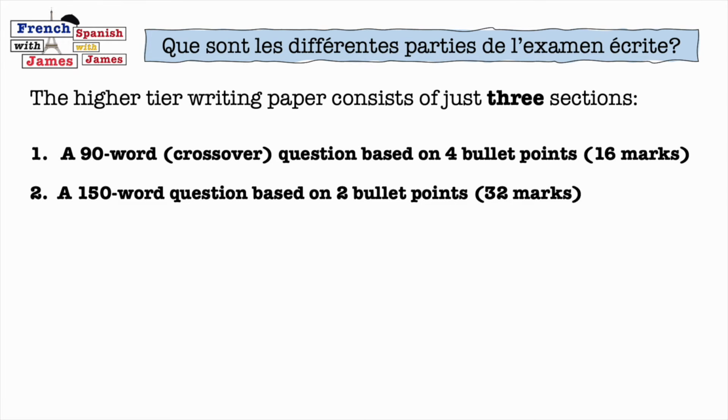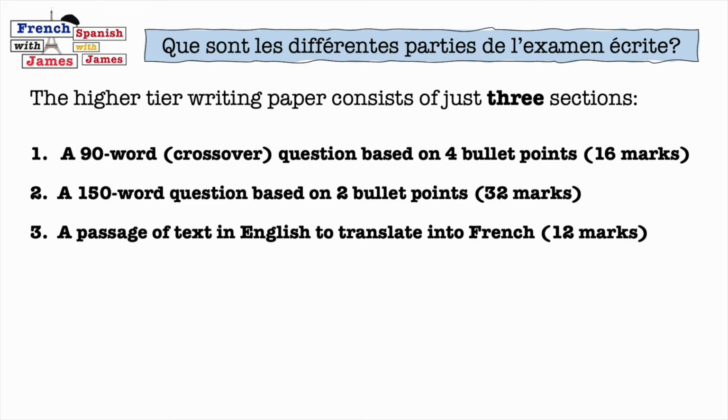So you'll sit this one whether you do foundation or higher. The second section is a 150-word question, which is based on just 2 bullet points, and that one's worth 32 marks, which is more than half of the whole paper. And finally, the third section consists of a translation activity where you need to take a passage of text in English and translate it into French, and that one's worth 12 marks.